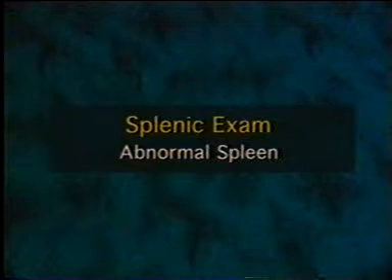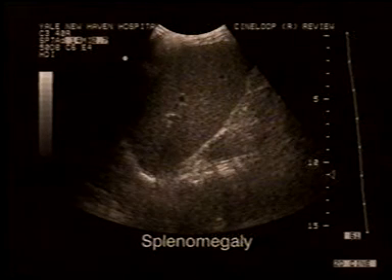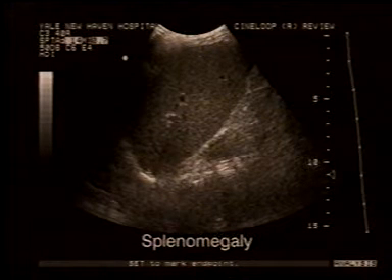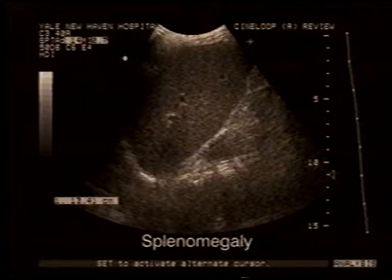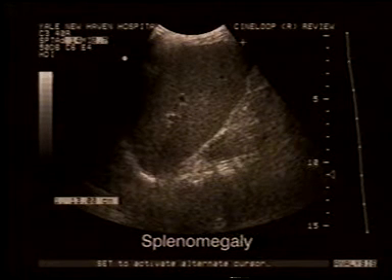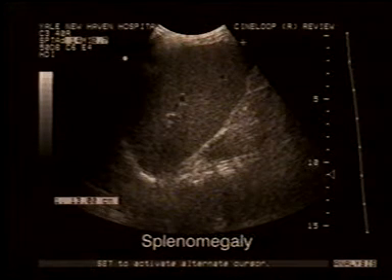Abnormalities found in the spleen include splenomegaly. An enlarged spleen or splenomegaly is very common. You can identify it by measuring the size of the spleen. Any spleen over 12 centimeters is too big. It is commonly seen in glandular fever, portal hypertension, lymphomas, and leukemias, as well as numerous other causes.